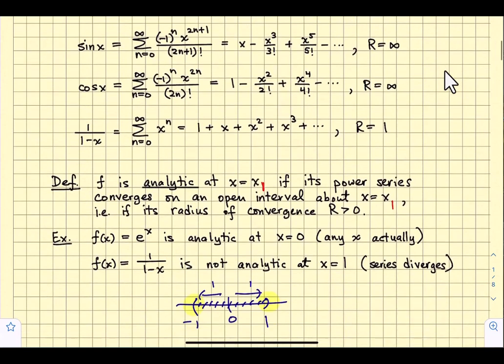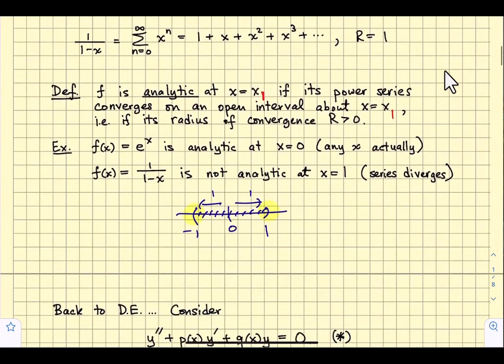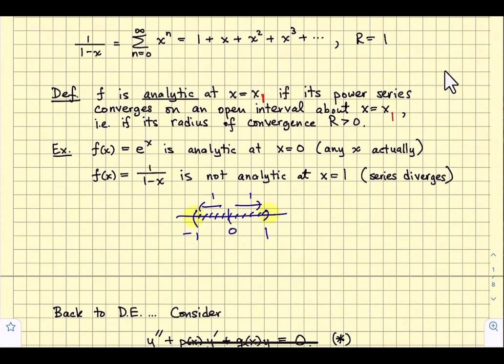So a concept that we need before we can bring all of this to bear in the context of differential equations is the idea of an ordinary point and a singular point, and that requires us to talk about a function being analytic at a point. So, definition: a function f is analytic at x equals x1 if its power series converges on an open interval about x equals x1. In other words, if it has a positive radius of convergence at x equals x1.